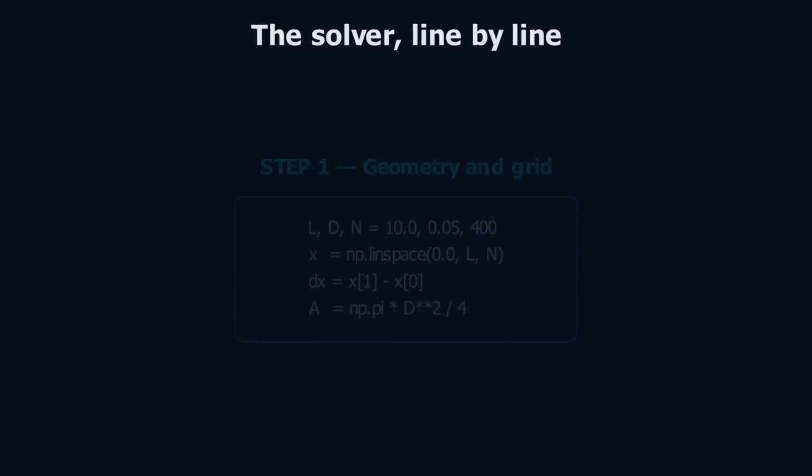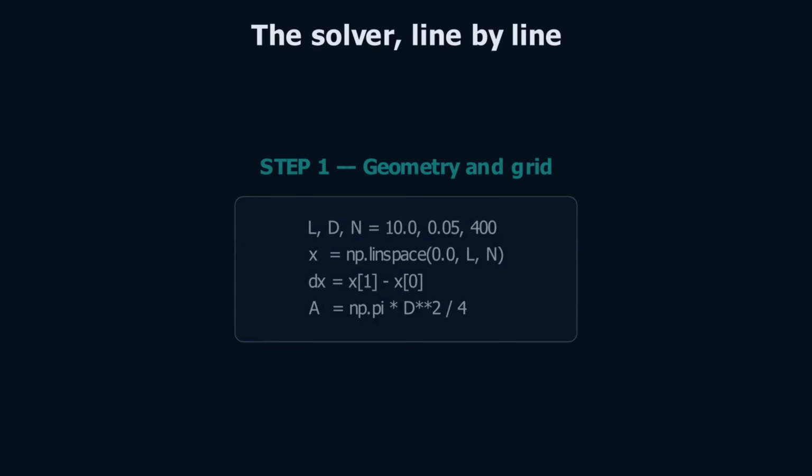Now we write it. 7 steps. And every line you are about to see runs unmodified in the file you can download, so the video and the code can never drift apart. Step 1, Geometry and Grid. 10 meters of 5 centimeter pipe, chopped into 400 cells. NumPy's linspace hands us the cell positions, the spacing dx falls out of the first 2, and the flow area comes from the diameter. 3 lines, and the domain exists.